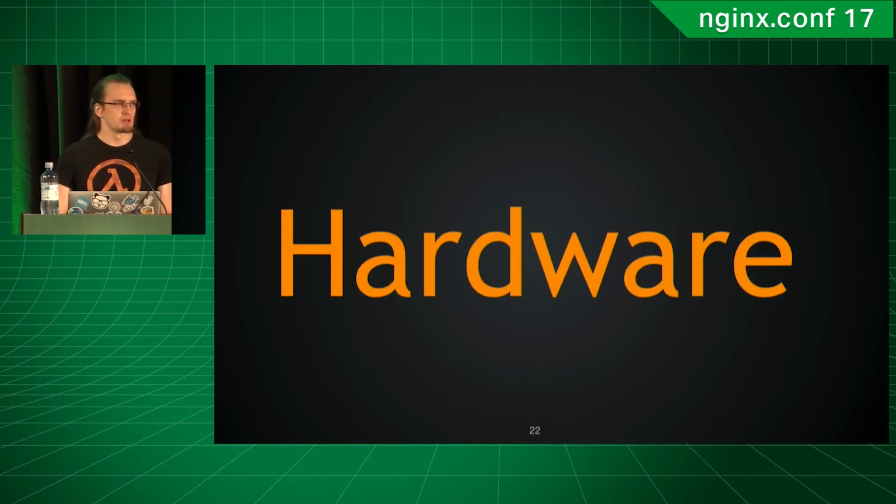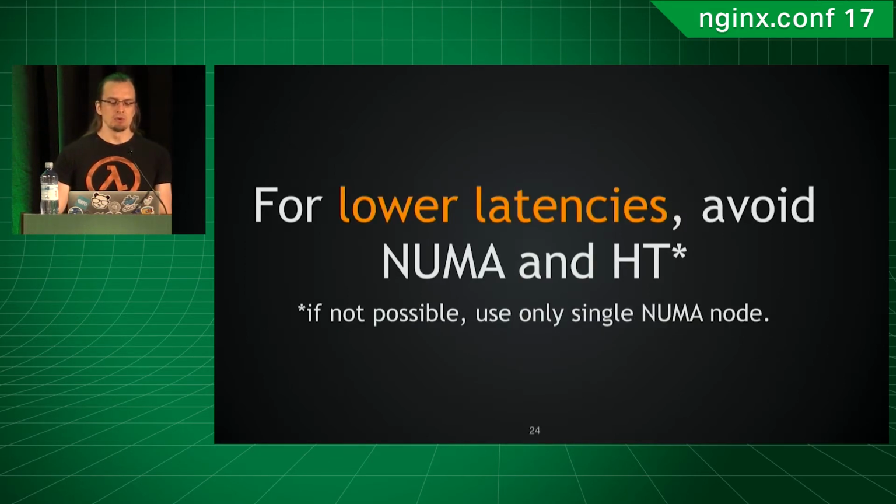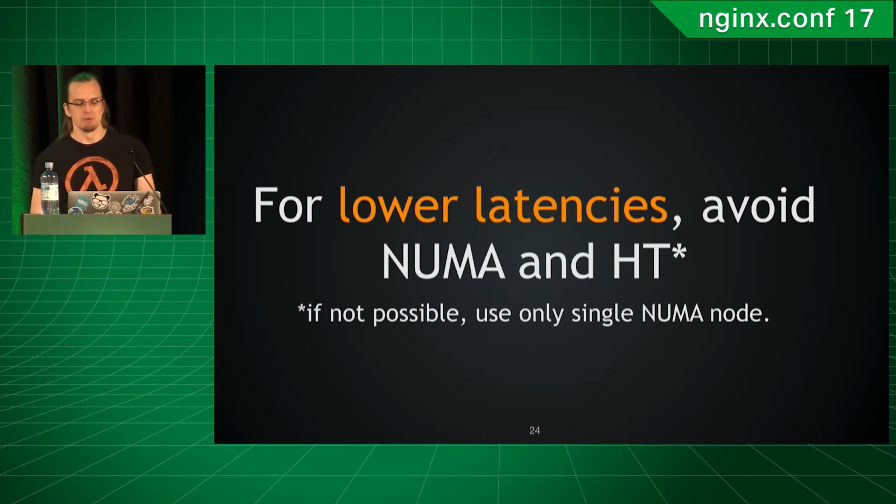On the lowest layers, we have hardware. When you pick your CPU, try looking for AVX2 capable CPUs. You need at least Haswell. Ideally, you will need Broadwell or Skylake, or recently EPYC. EPYC has good performance also. For low latencies, you want to avoid NUMA.